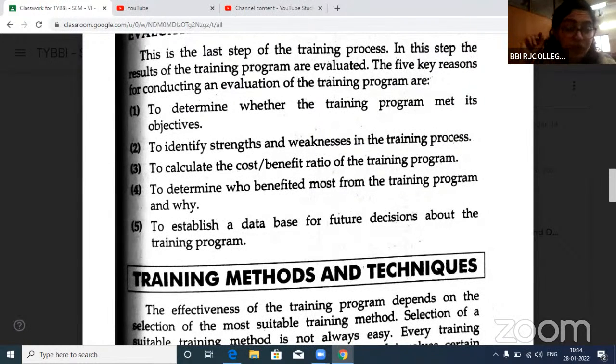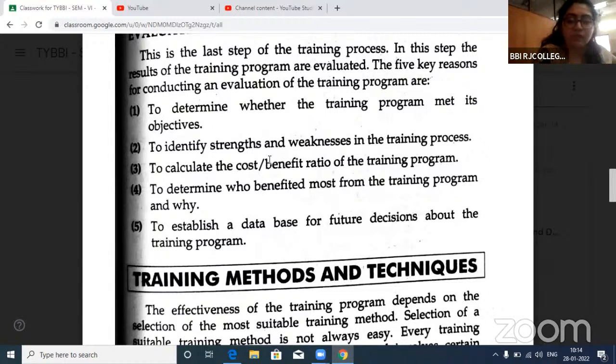Okay. So the next point is to determine who benefited most from the training program and why. That means you need to check on employees with their efficiency, with their knowledge, with their skills, as to who had benefited the most. Who had learned from training programs the most? You need to check on that to establish a database for future decisions about the training program. Now, suppose you have given 50% of training to employees. On that basis, you will be able to decide in the future how much more training is required for such employees.